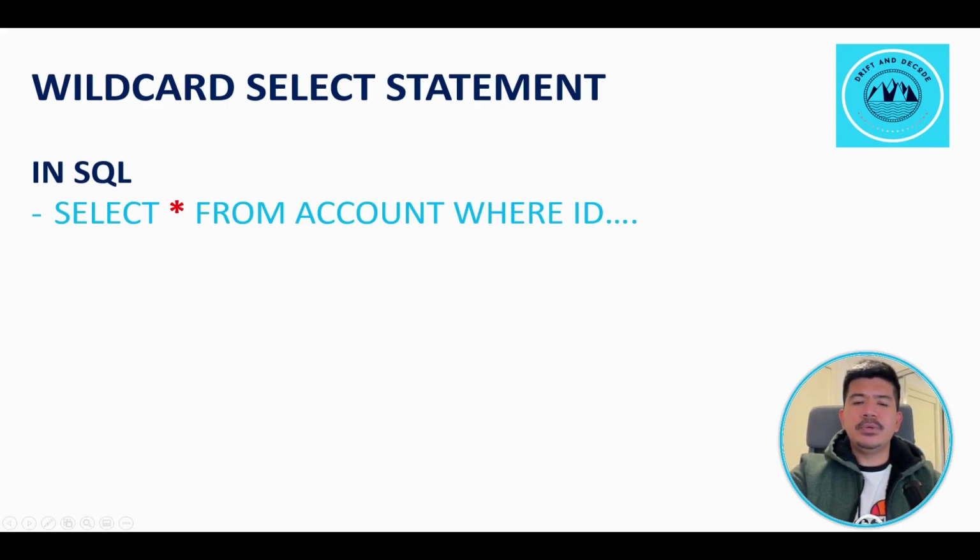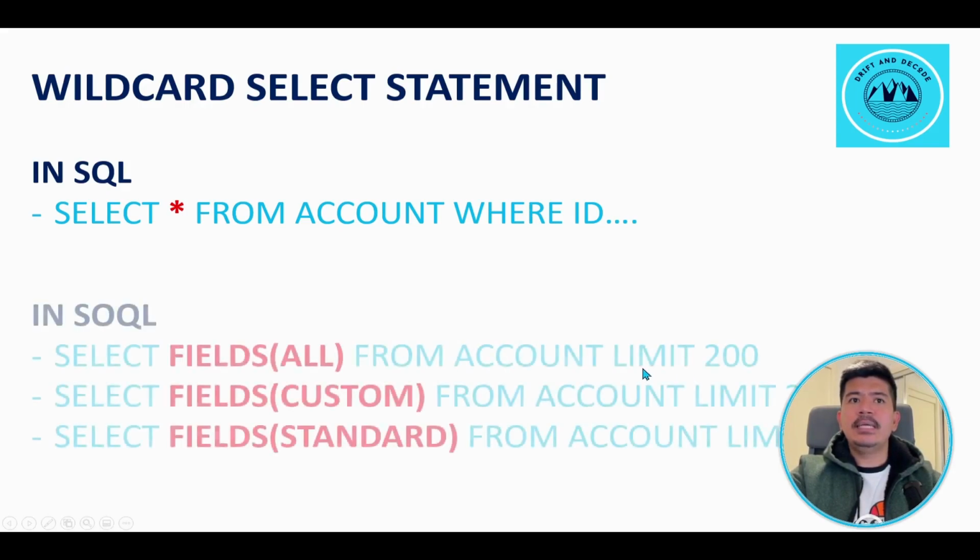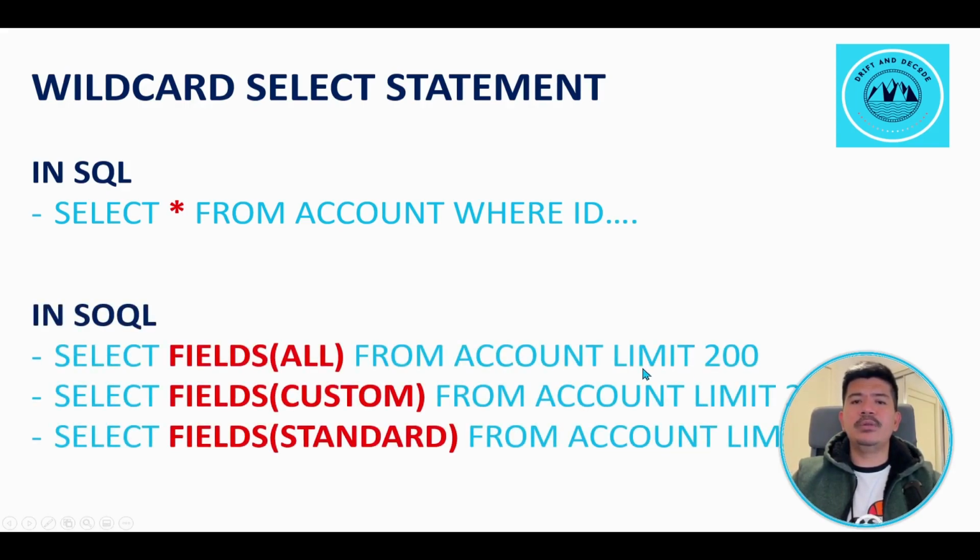So in Salesforce SOQL, we also have the same format. In SOQL, we have three options, and we're going to be using the fields function in Salesforce. The first one is select fields all from account limit 200. So select is your opening statement, fields all is your function, from account is the object where we're going to be retrieving the information, and limit 200 limits our SOQL results to 200 rows. Fields all basically will retrieve all of the fields from that particular object.